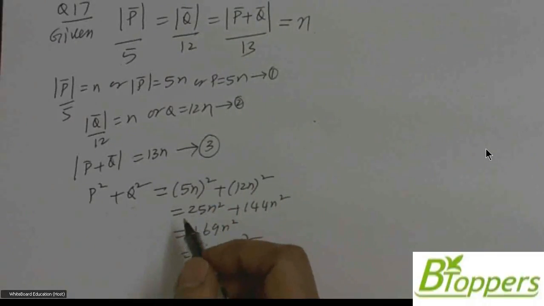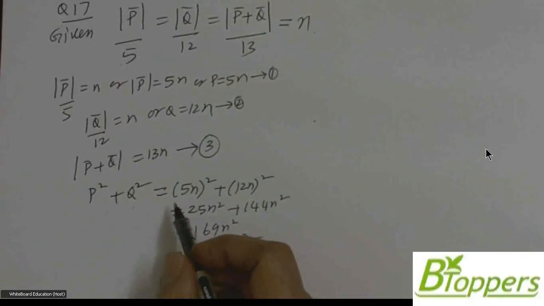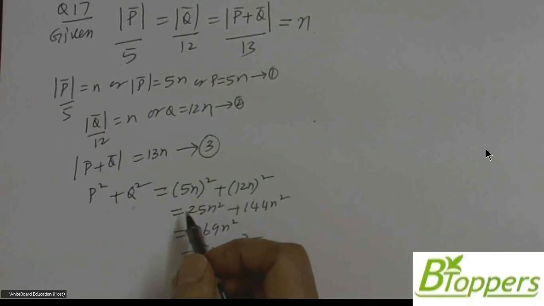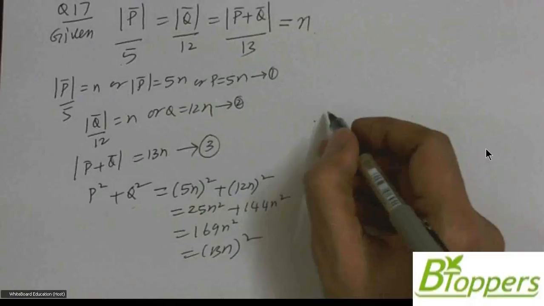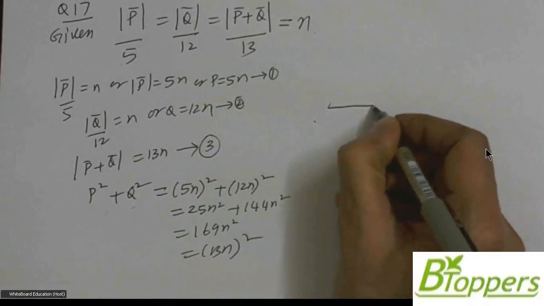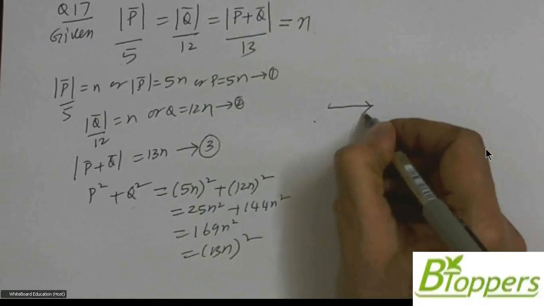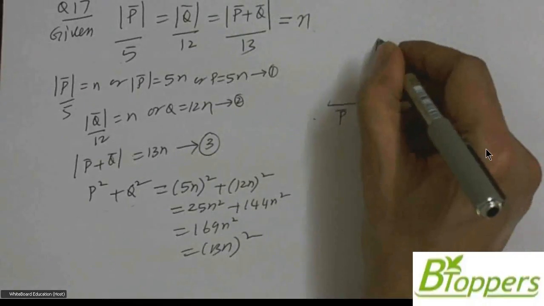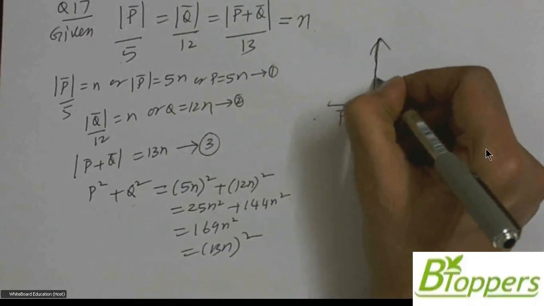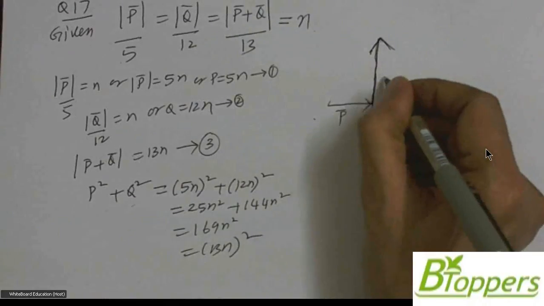According to the triangle law of addition of vectors, if two vectors can be graphically represented by the two sides of the triangle, all taken in the same order, and third side of the triangle taken in the reverse order, represent the resultant of the two vectors. So here p bar is perpendicular to q bar. Therefore, the two vectors p bar and q bar can be graphically represented by the adjacent sides, by the two sides of a right angle triangle.